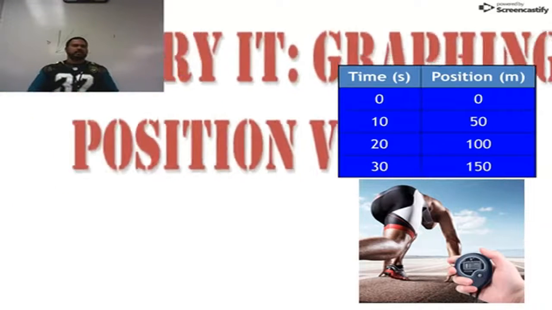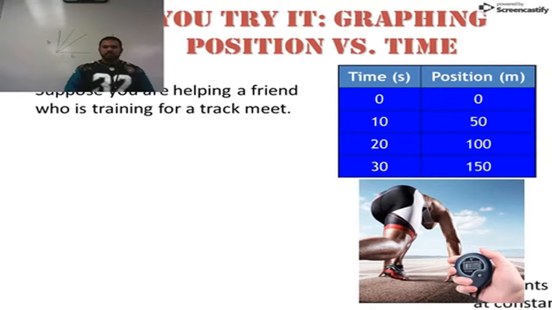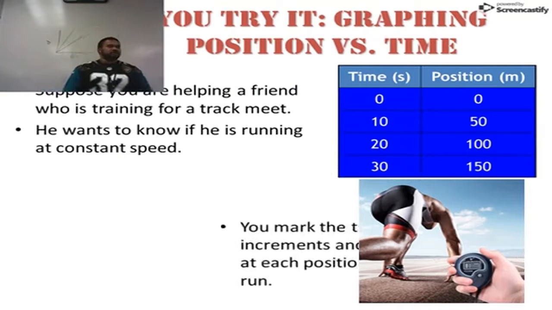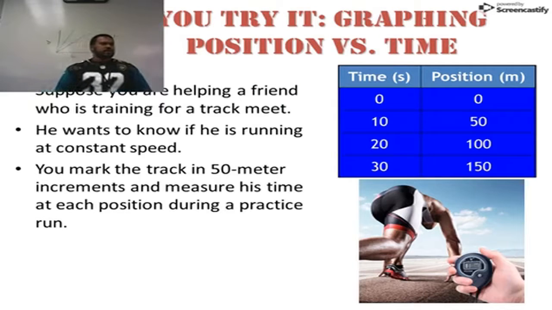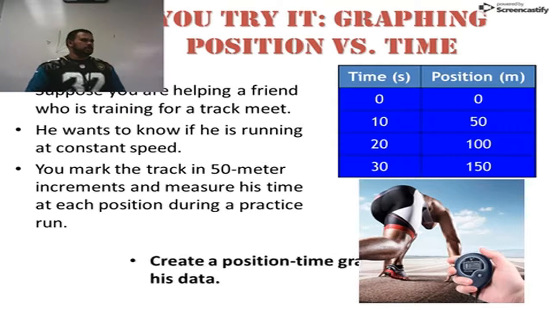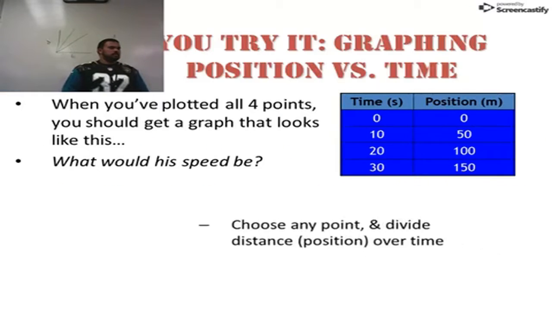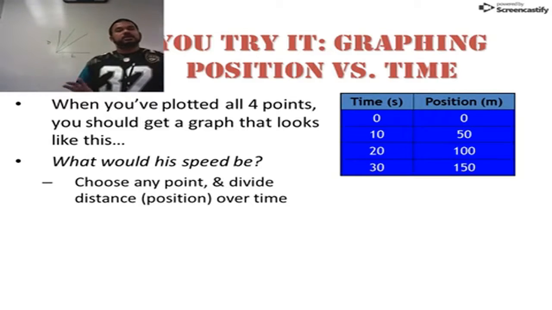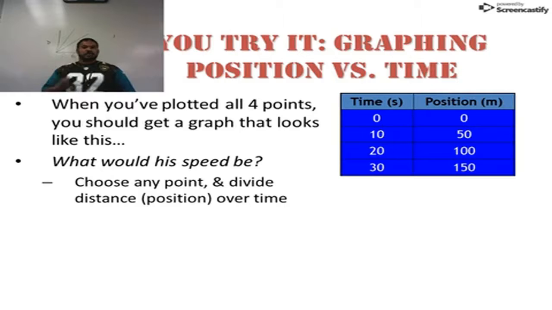So let's look at an example problem. Let's say you have a runner and you've been given some data. You want to track his time for track meet training, and you get this data. And you mark off every 50 meters, and you see how much time it takes that person to run 50 meters. So you might want to pause this right now and actually go through and make this graph. You need to have this in your notes. So if you want the data, that's fine, but you at least need to have the graph. You need to then figure out what his speed or his velocity is going to be.